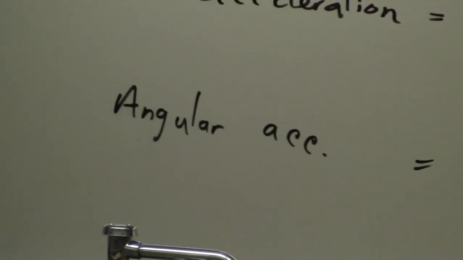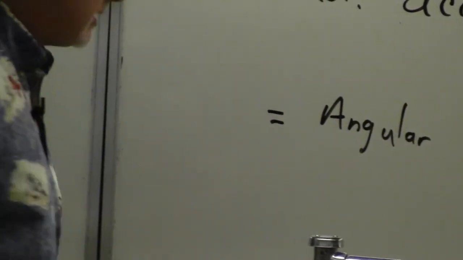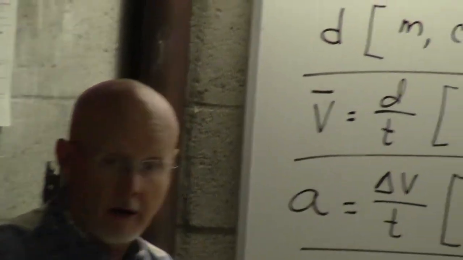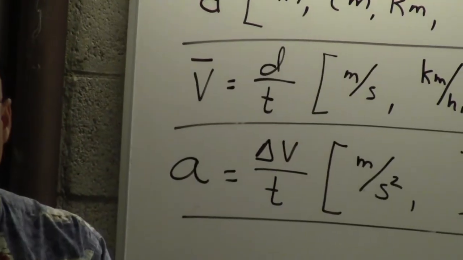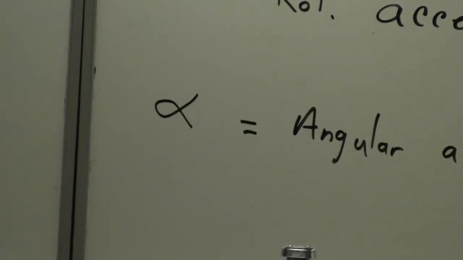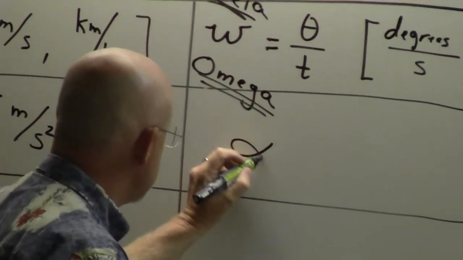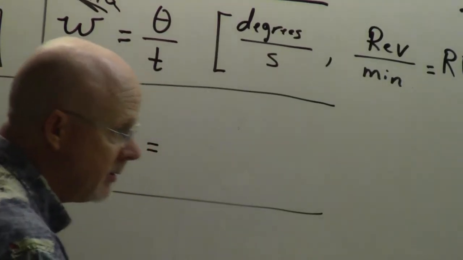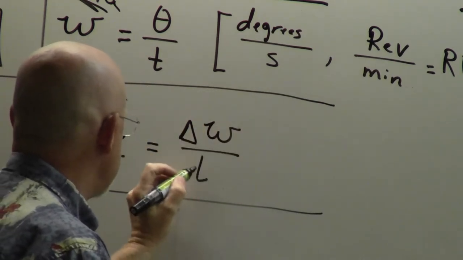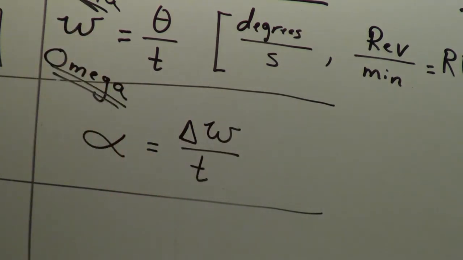And again, hopefully not a surprise, we would use a symbol from the Greek alphabet, a symbol that would match the first letter of the Latin alphabet, which happens to be alpha. And so an alpha looks like this. In my little chart here, I will put angular acceleration. So here is alpha. Alpha equals the change in the angular speed divided by the time taken.